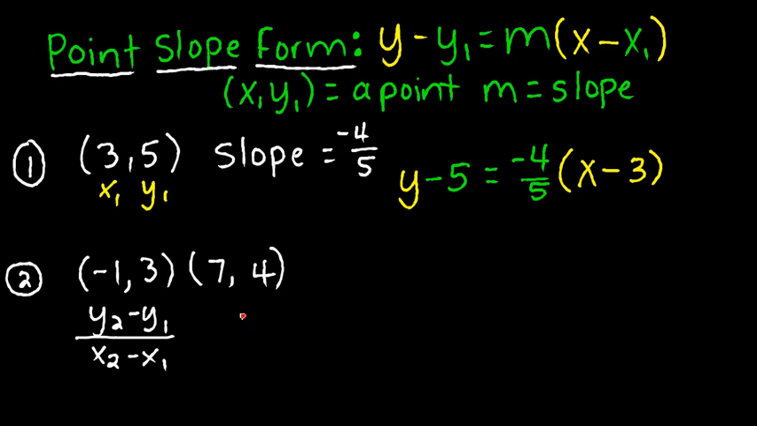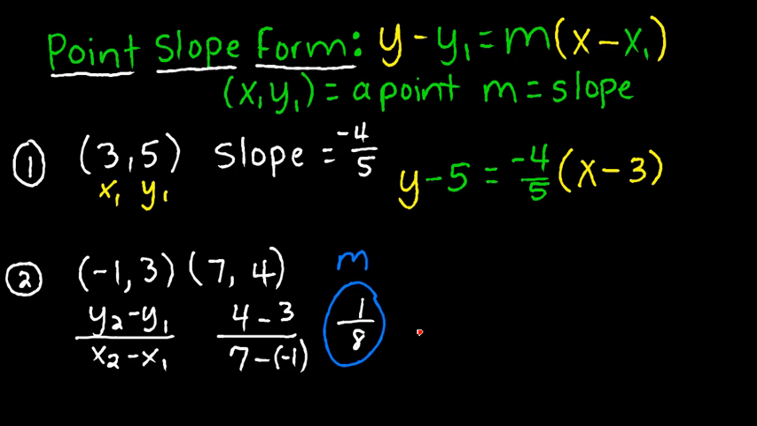Let's go ahead and do that. So my y2 is 4 minus my y1, 3, over x2, which is 7, minus negative 1, my first x. Now I'm going to get 4 minus 3, which is 1, over 7. The minus the negative is going to be a plus, so 7 plus 1, or 8. So this is my slope right here.